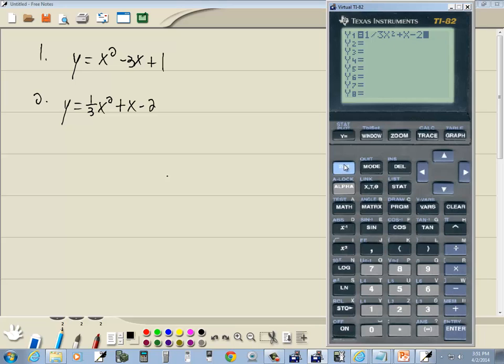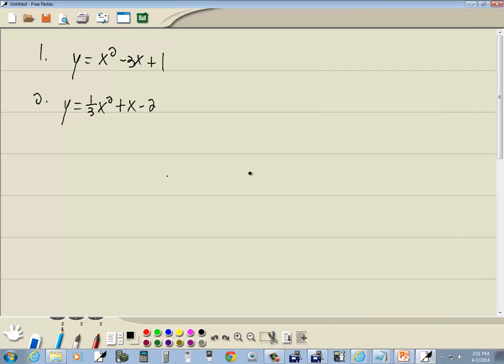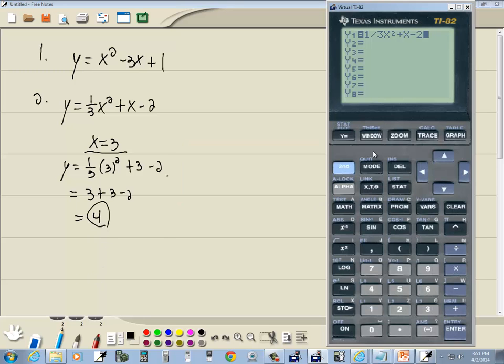But if I go to my table, and I'm going to put in a value. Let me do it by hand first, show it. We put in x equals 3. Well, I got y is equal to 1/3 times 3 squared plus 3 minus 2. 3 squared is 9, divided by 3 is 3, so we got 3 plus 3 minus 2. 3 plus 3 is 6, minus 2 gives us 4. Okay, well, let's go put that in.